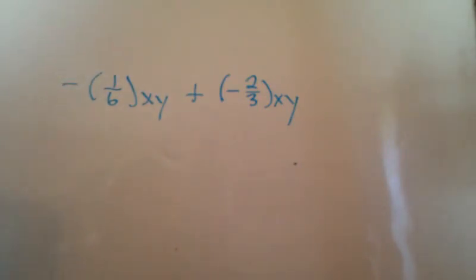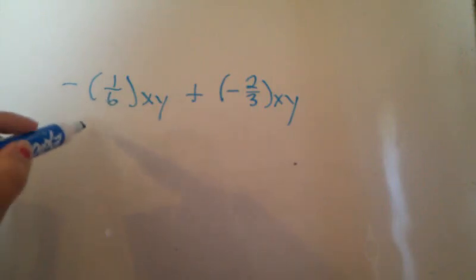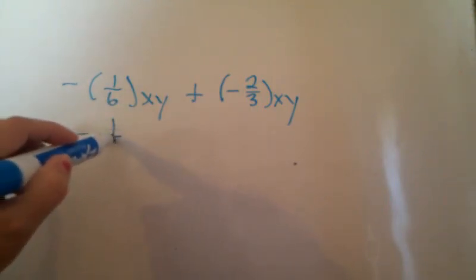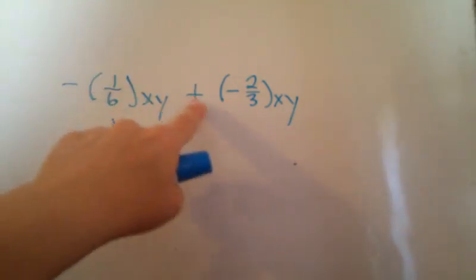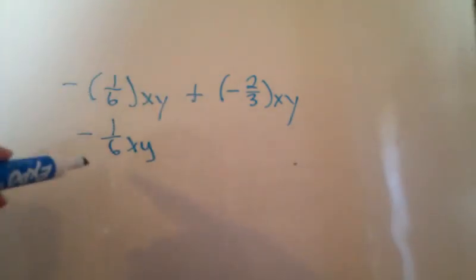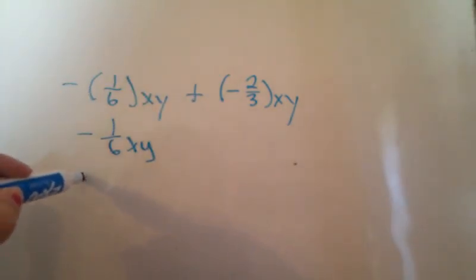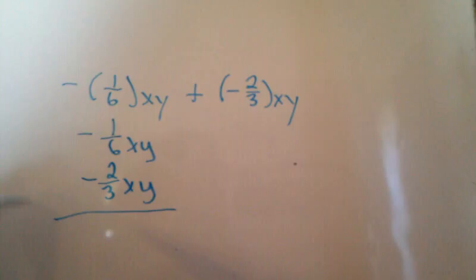So, first thing I'm going to do is get rid of the parentheses. The opposite of 1/6 is negative 1/6 xy. If I have a plus and minus together, I just get rid of the plus sign, but I'm going to do this up and down. Minus 2/3 xy. Okay. Now, in order to do this, I need common denominators. Did you remember to get common denominators?